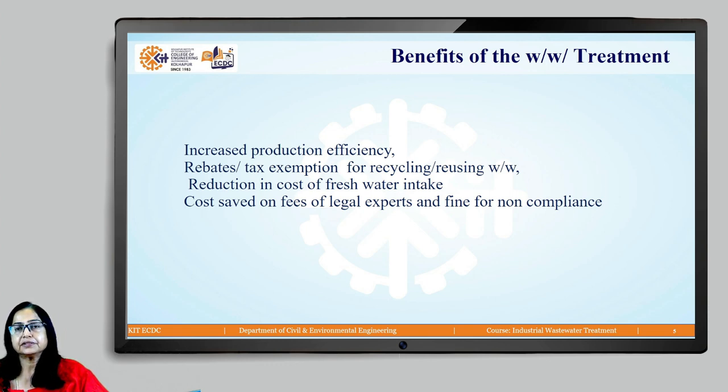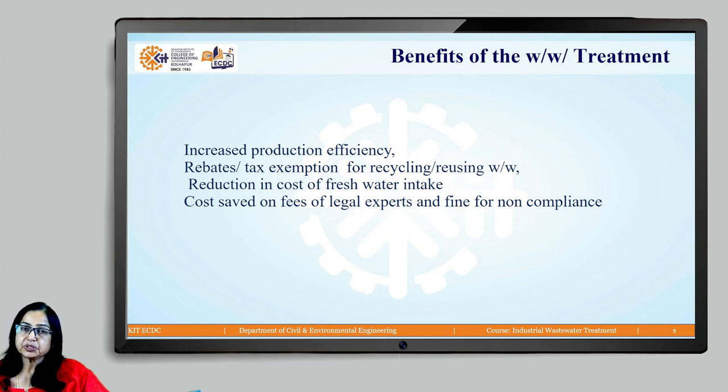And the last tangible benefit is cost saved on fees of legal experts and fine for non-compliance. So if the wastewater is not treated, then obviously it is non-compliance violence for which there will be case filed by a pollution control board against the industry.